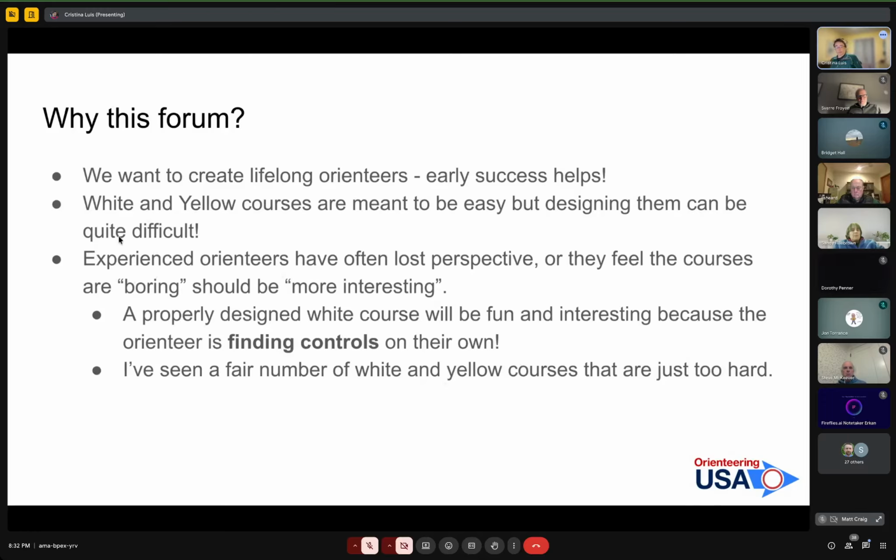And those appropriate courses, white and yellow, are meant to be the easiest ones, but designing them can actually be quite difficult. There are some maps where you can literally just throw darts and design a cool advanced course, but that is never the case for white and yellow. You really have to think about what you're doing, what part of the map you're going to use, where you're going to start. A lot of that's really dependent on white and yellow. So they take a lot of thought.